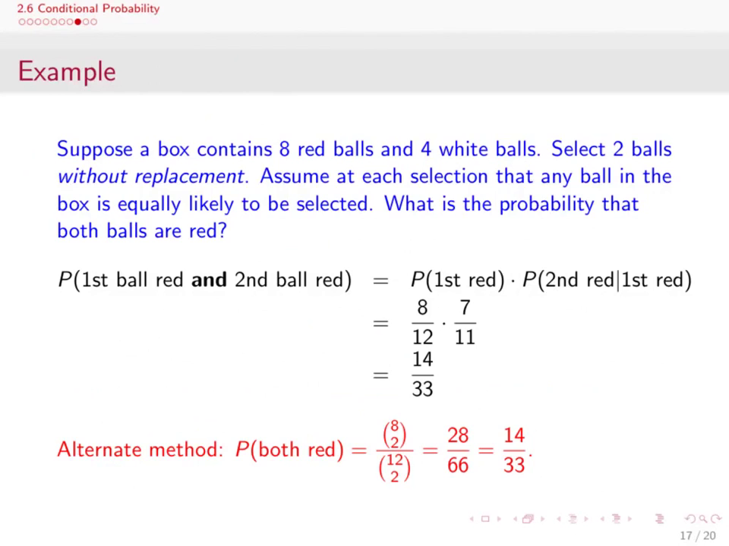Although it's worth knowing that there is an alternate method to do this problem. We could use combinations. We could view this as just saying we want the probability where both are red, and there are 8 choose 2 ways to pick the 2 red balls, and there are 12 choose 2 ways to pick 2 balls from 12 without restriction, giving us the same value of 14 over 33.